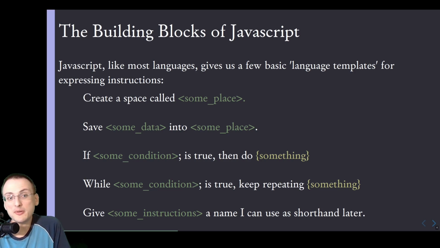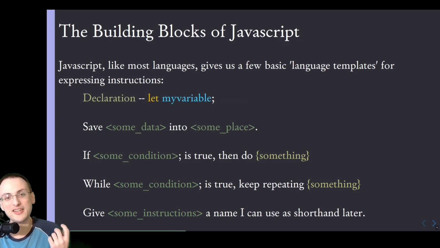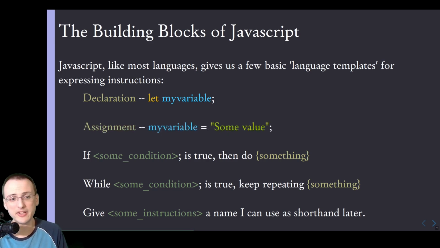The basic building blocks of JavaScript are the same as pretty much any language you would use in a professional context outside of a research paper. We've got a couple basic instructions that let us describe our problem in pieces. First, we can create a named space for data. The act of declaring a variable, saying let, and then the name of the variable. We can save something into that variable, assigning my variable equals whatever value we want to put in there.